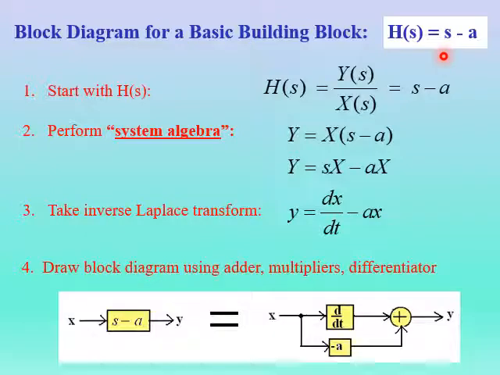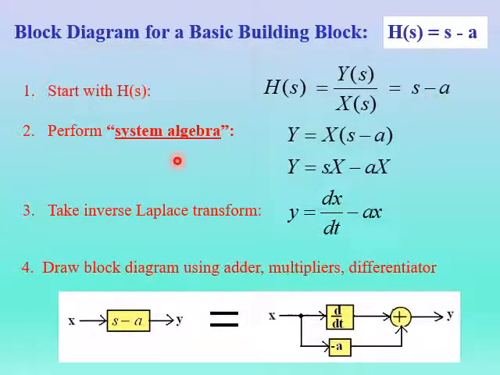All right, so let's take a look at our first basic building block. This is the one where we need to figure out how to make H of s equal s minus a. So if we think about the transfer function for this building block, H of s, we know that H of s is defined as Y of s over X of s. And that, of course, we want to be equal to s minus a.